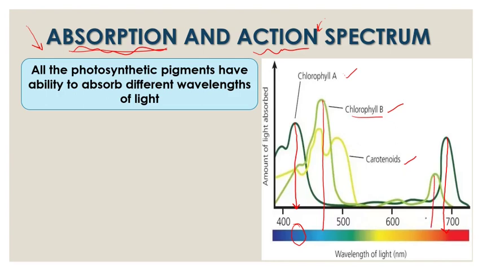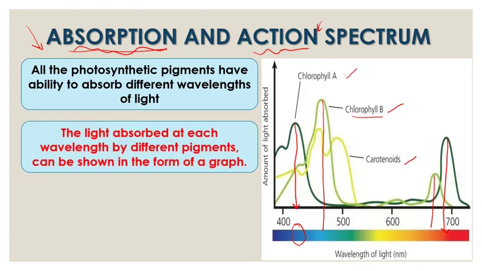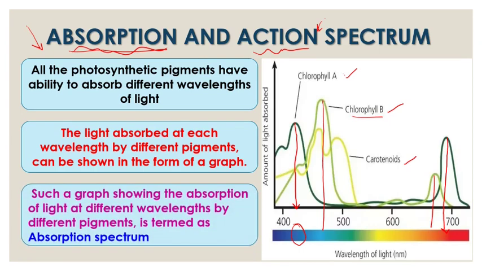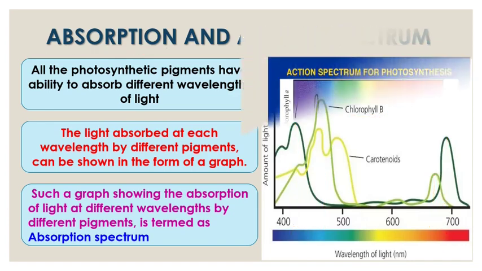So these photosynthetic pigments are able to absorb different wavelengths of light, and this is different for every pigment. The light that is absorbed at each wavelength by different pigments is shown in this graph. Such a graph, which shows the absorption of light at different wavelengths by different pigments, is what? It is nothing but the absorption spectrum. I hope you know. Simple. What is absorption spectrum? Different pigments are able to absorb light at different wavelengths. That is the absorption spectrum for that pigment.